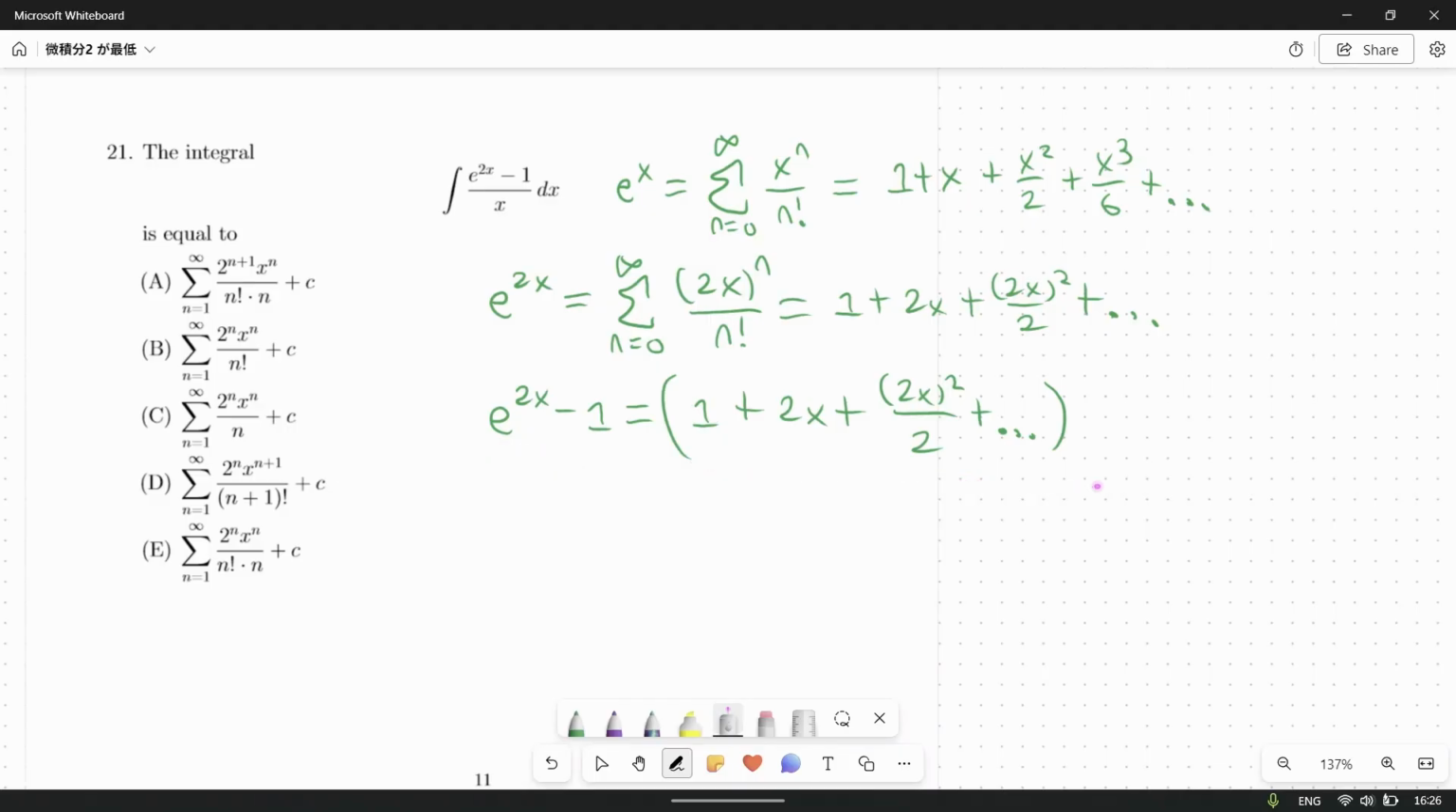And the way to do that is, since we have a -1 here, all you have to do to make this equation valid is also subtract 1 from this side as well. And when you do that, you'll come to realize that this 1 is going to cancel out with this one. And so we can say that e to the 2x minus 1 is just going to be equal to 2x plus (2x)^2 over 2 plus (2x)^3 over 6, yada, yada, yada.